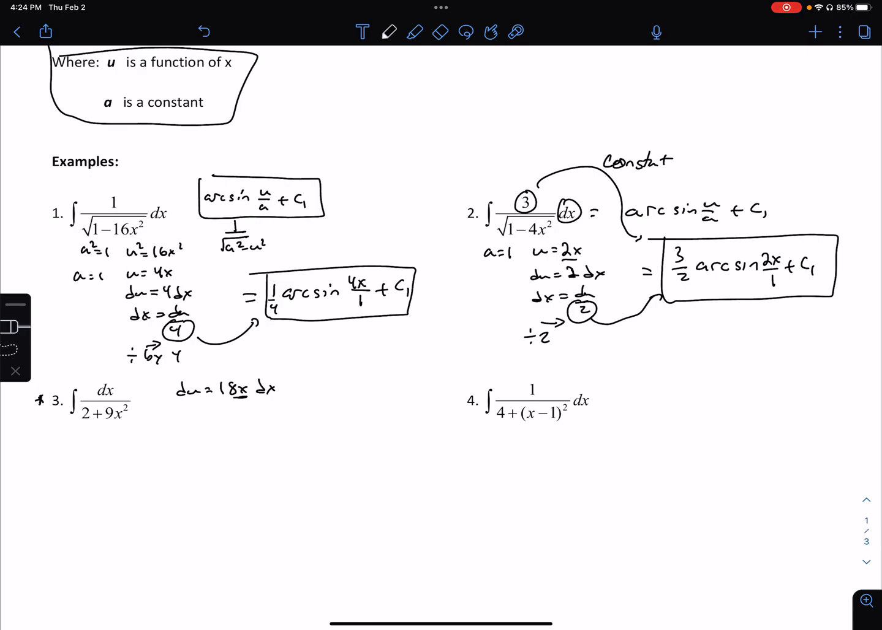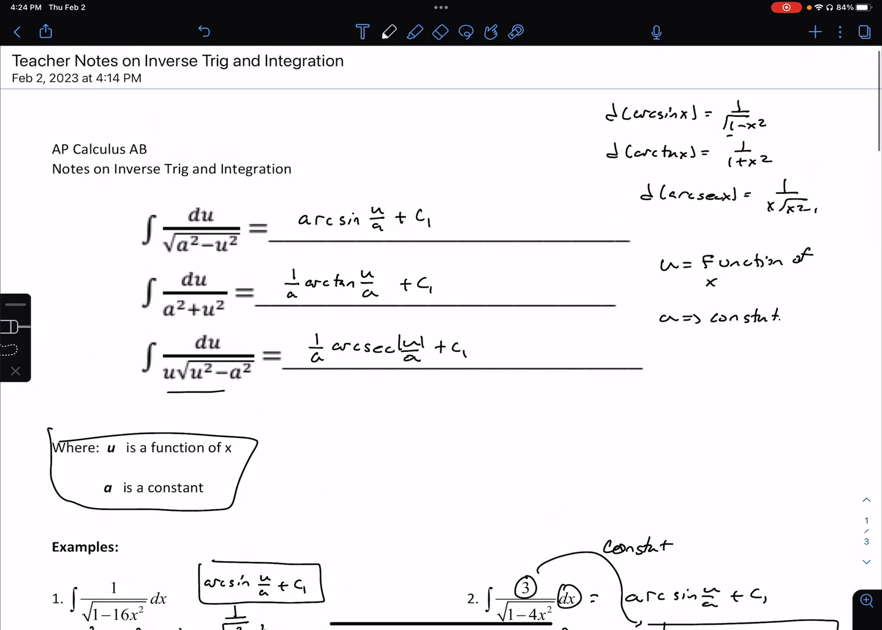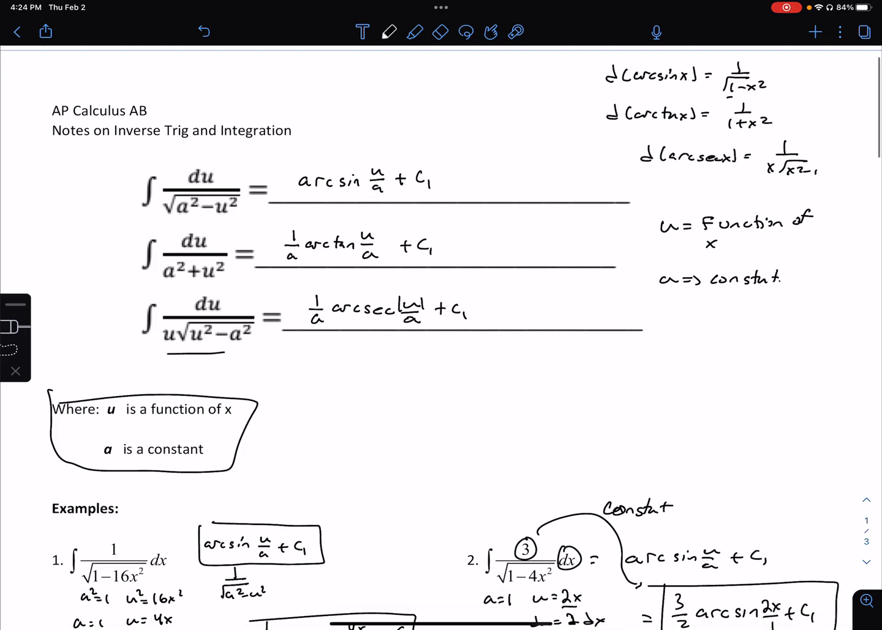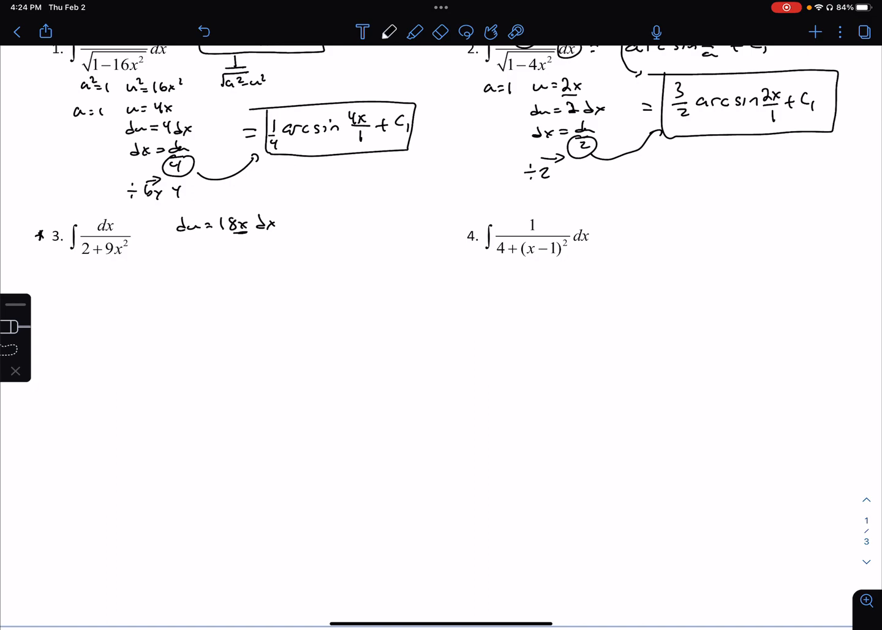So to do this, this looks like my arctangent. So let's go back up here. Remember, arctangent is without the square root. So that's my a squared plus u squared. So again, I'm going to need u over a. So this is going to be in the form 1 over a arctangent u over a plus c1. So we have to get a. So my a squared is 2. So that tells me a is the square root of 2.